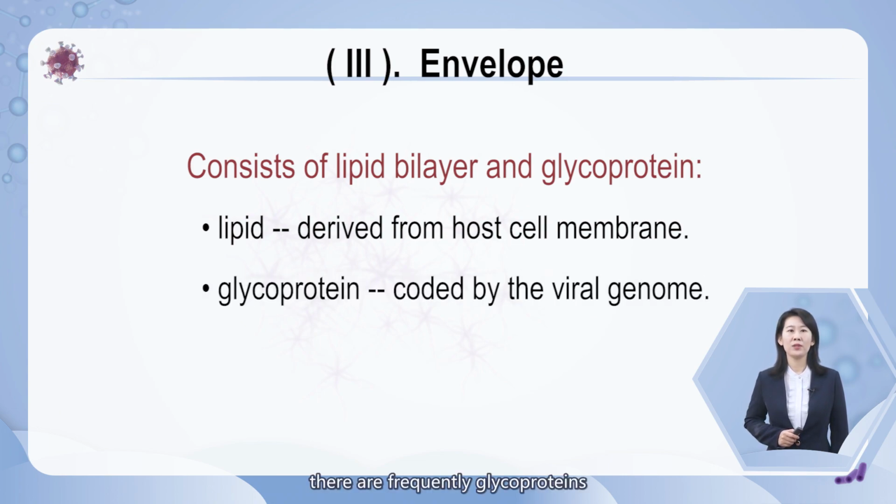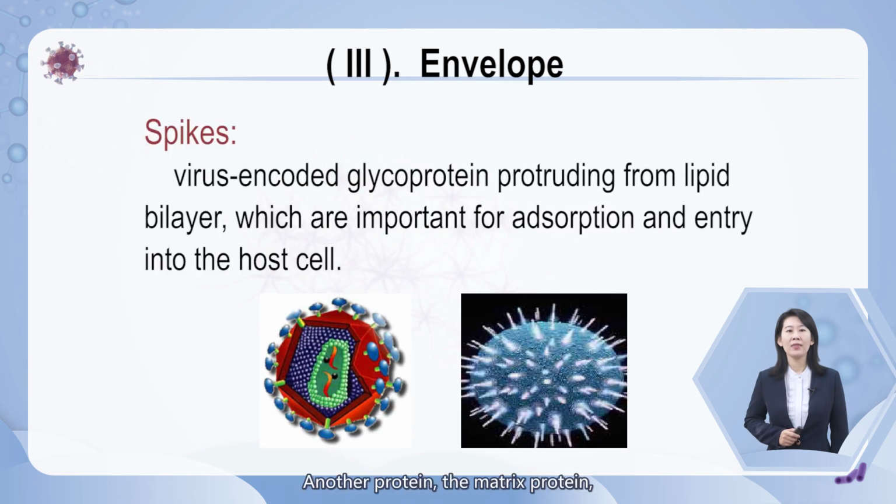Furthermore, there are frequently glycoproteins in the form of spike-like projections on the surface, which attach to host cell receptors during the entry of the virus into the cell. Another protein, the matrix protein, mediates the interaction between the capsid proteins and the envelope.